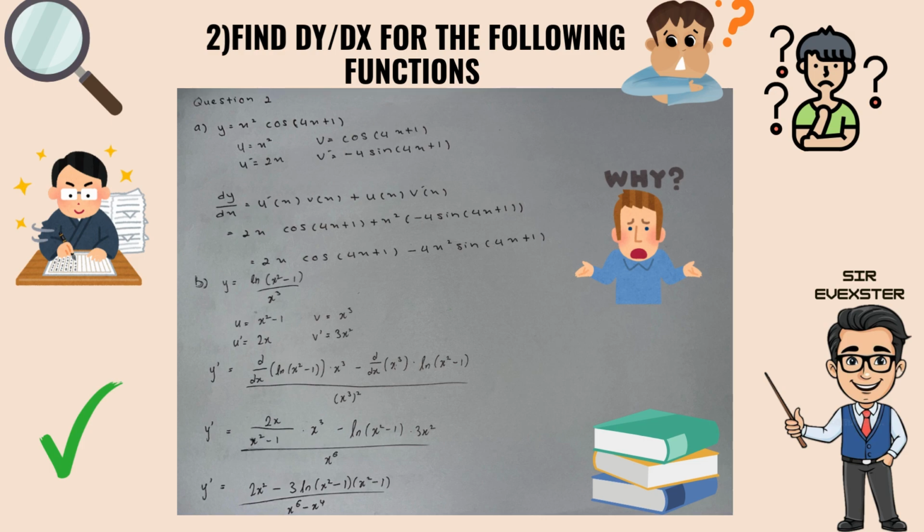The next question that I'll be answering today is question b, which is y equals ln of the quantity x squared minus 1 over x cubed. We should solve this by following the quotient rule, which equals u prime times v minus u times v prime over v squared. Once we sub in the primes of u and v, we should get the second equation.